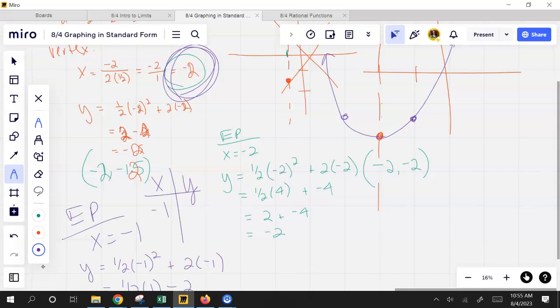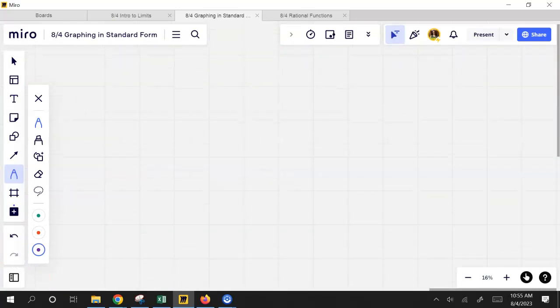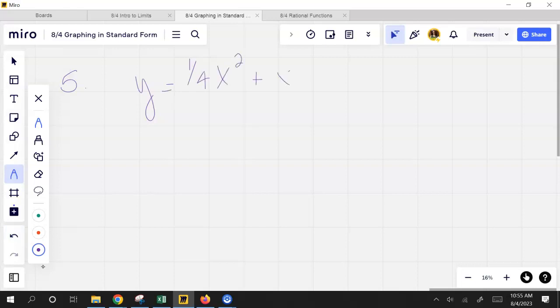Pick one, 1 through 6, you pick one you want me to do. 5, I heard 5 first, so 5 it is. I'm going to guess there's probably a fraction in 5, and I haven't even looked at it. Number 5: y equals 1/4 x squared plus x minus 6. Tell me what you know.